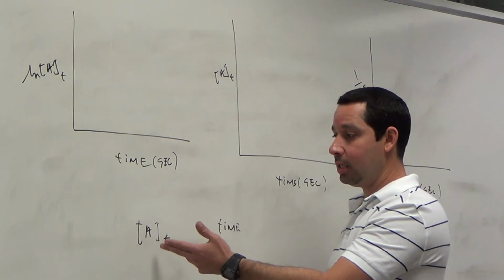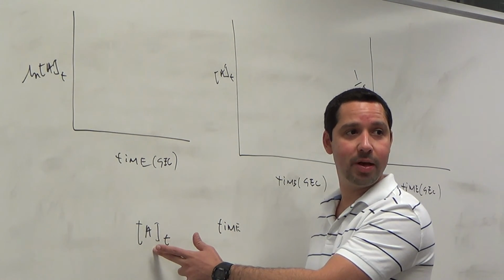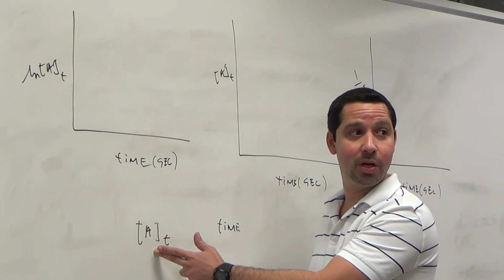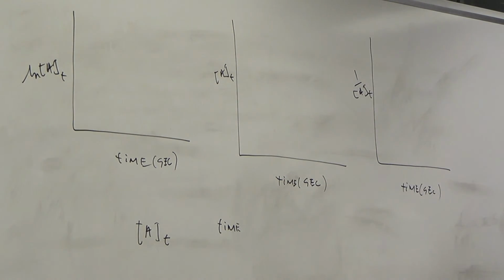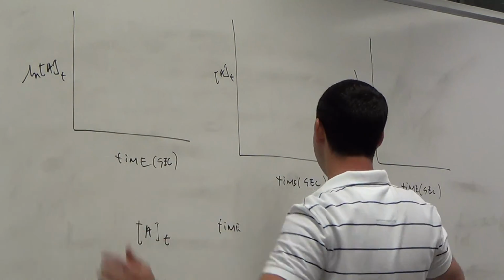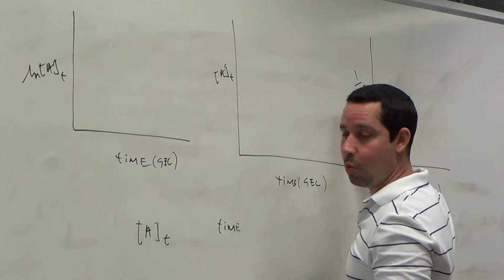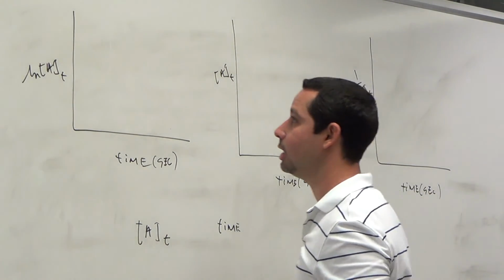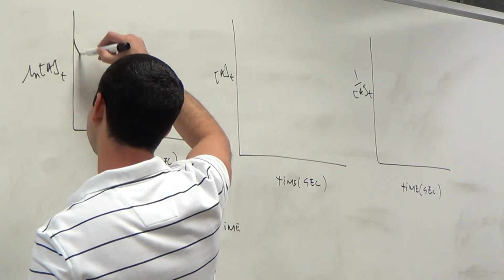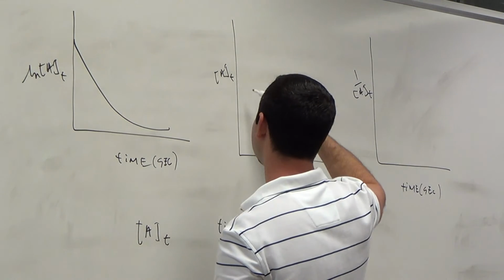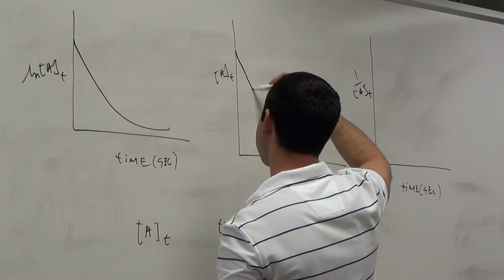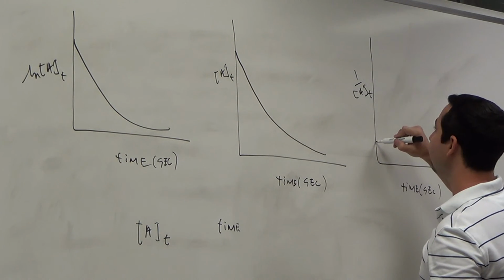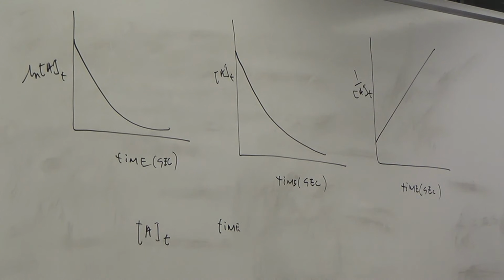I find the ln of this number, yes? You know how to find the ln of a number? You go into a calculator, put in the number and hit the ln button, and it gives you this number. What if I want to find this one? 1 over the number. 1 divided by this. So let's say that this is what I get. I plotted the data and I get those graphs.